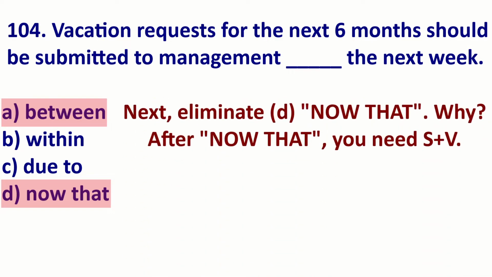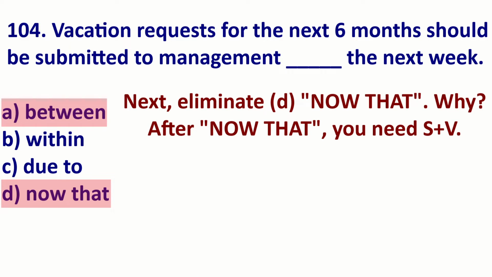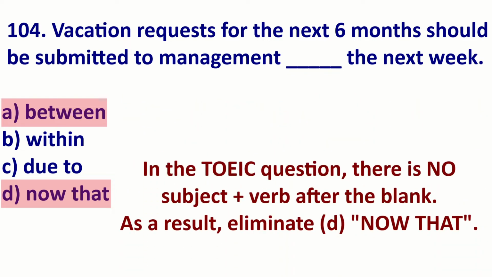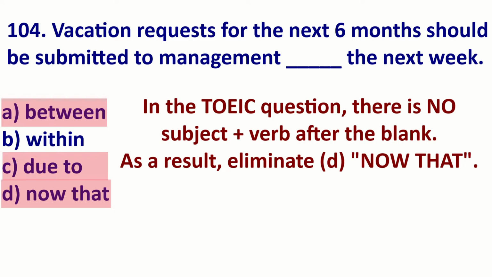Now eliminate now that. Now that needs a subject verb after it. It basically means because. Let's look at an example. This is wrong: Now that a repaired car, I can travel more. There's no subject and verb. We must have a subject verb after now that. So: now that my car is repaired, I can travel more. The next week in the TOEIC question is not subject verb. So we can eliminate now that.